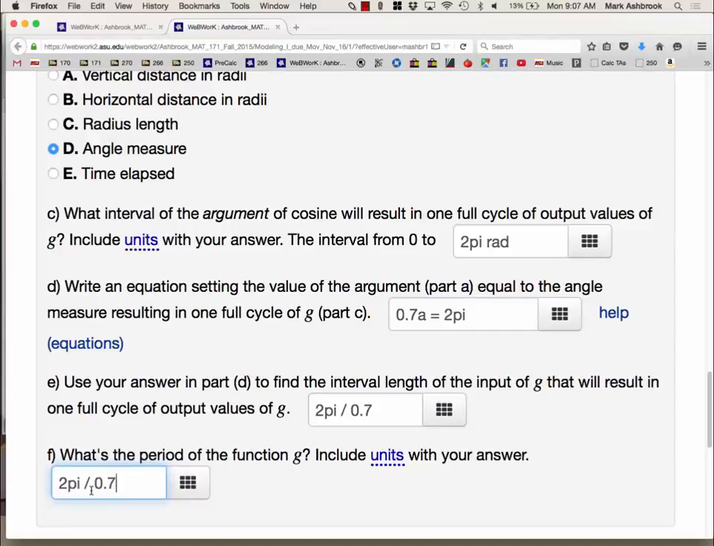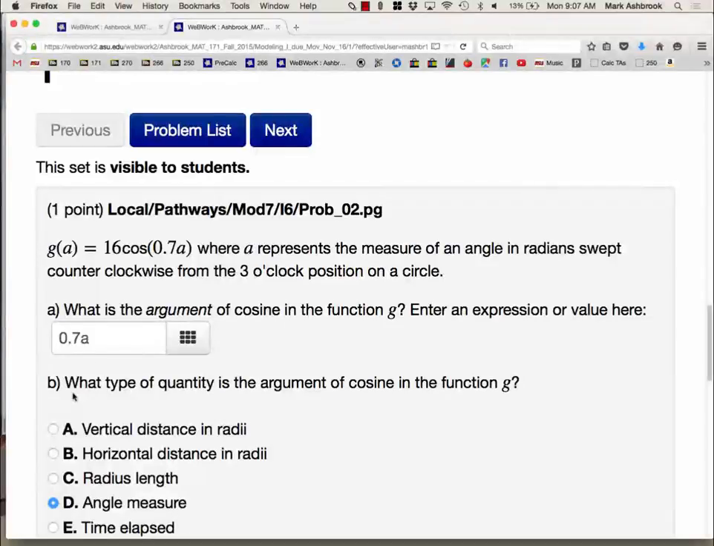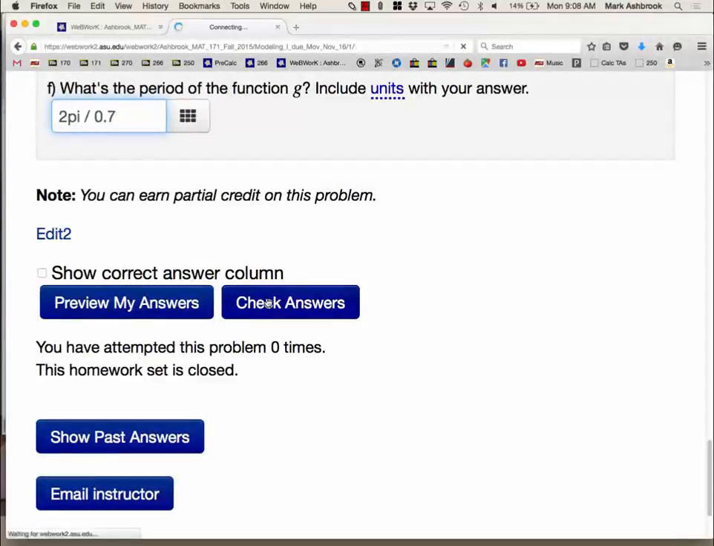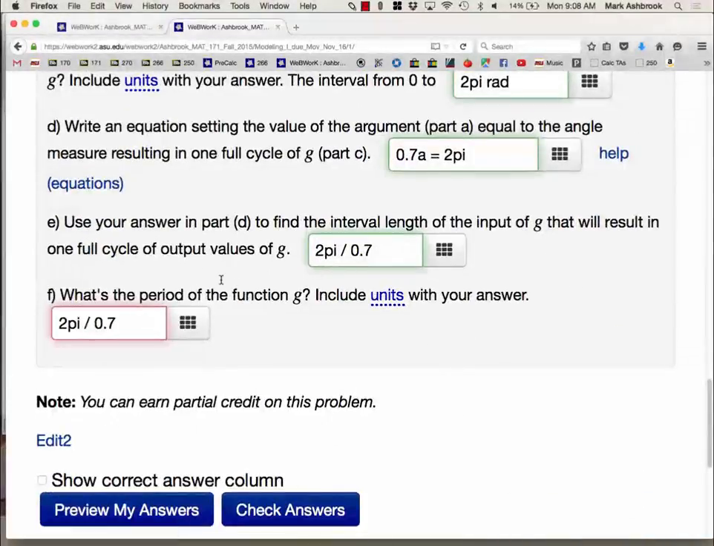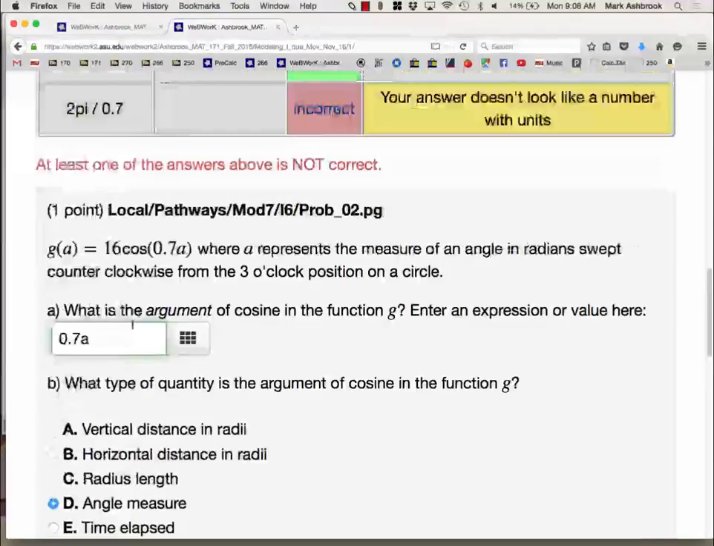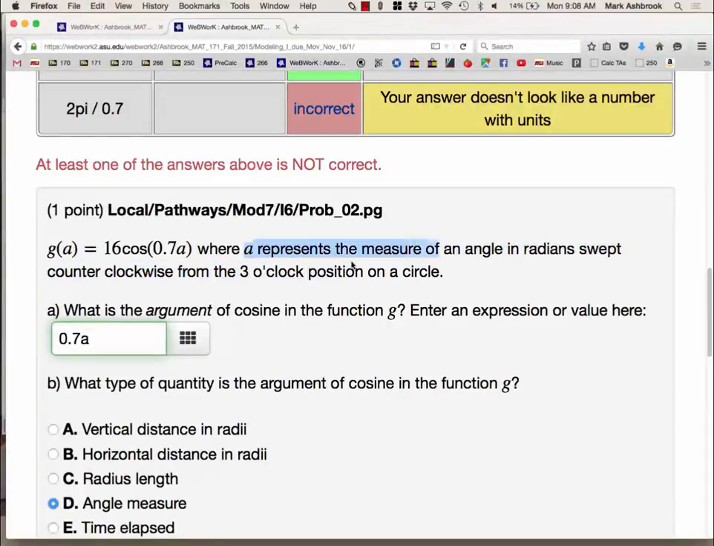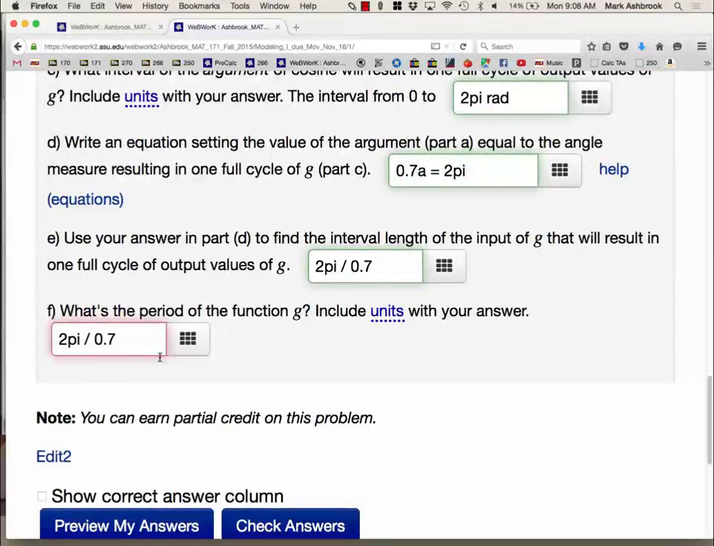Okay, questions on this problem that had lower success? Just see the green. Uh-oh, I forgot units. Again, so now the period of g, what period is input value, so we've seen that input could be time, or now we're seeing that it says A represents the measure of an angle in radians. So if A is our input and A is also an angle in radians, then the period will have a unit of radians too.